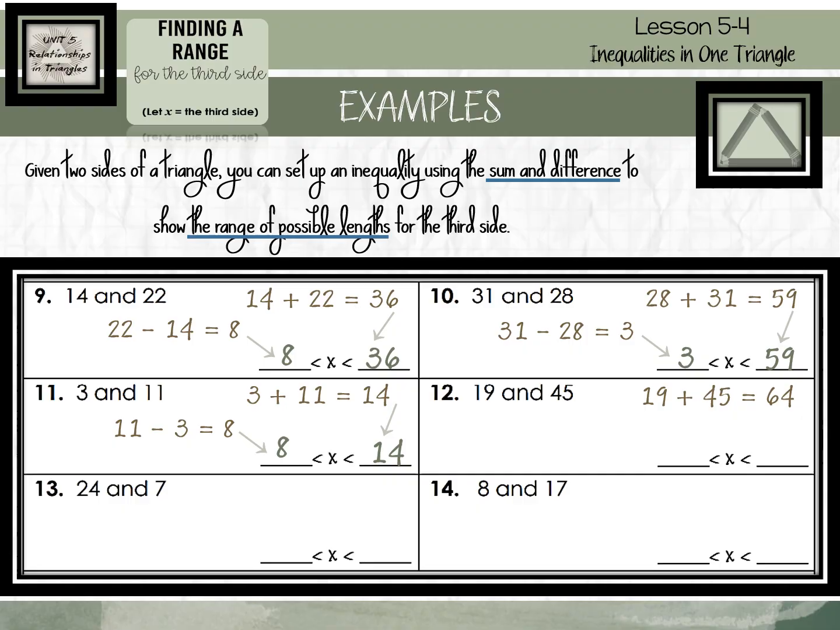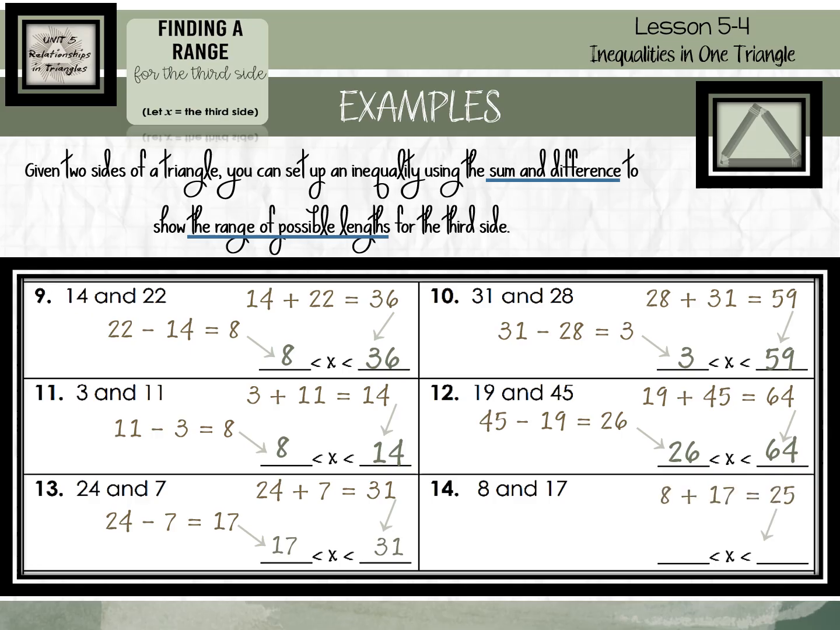12. Add up the two values, 64. Subtract them, 26. So the third side's anywhere between 26 and 64. Number 13. Add them, 31. Subtract them, 17. Anywhere between, not including 17 and 31, could be the third side of our triangle. Number 14. If we add them, we get 25. Subtract, we get 9. Anywhere between 9 and 25 would give us a third side. Can't be 9, can't be 25.